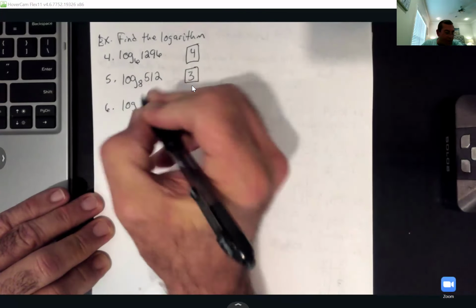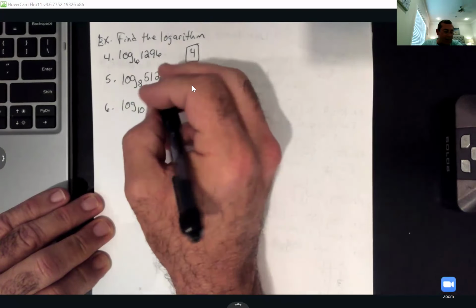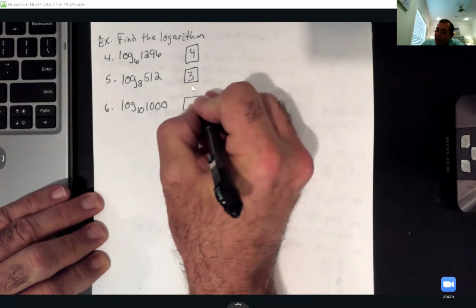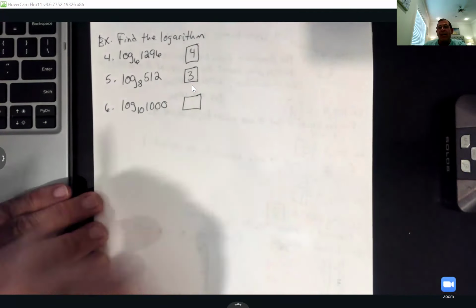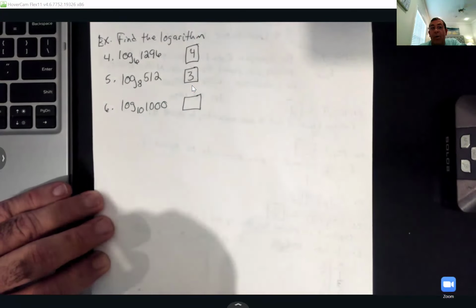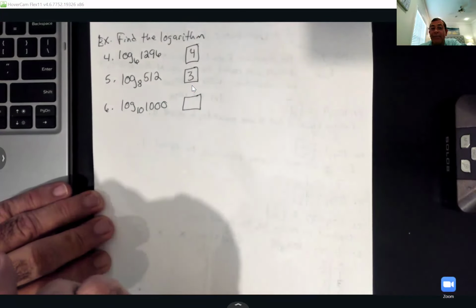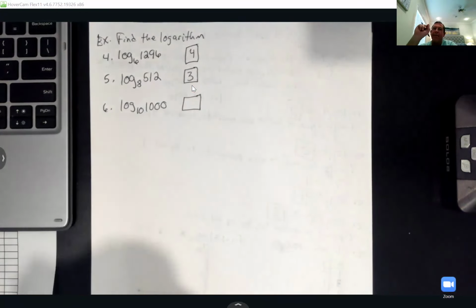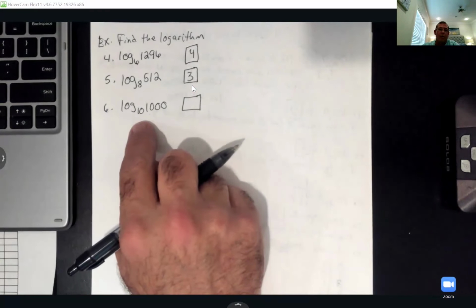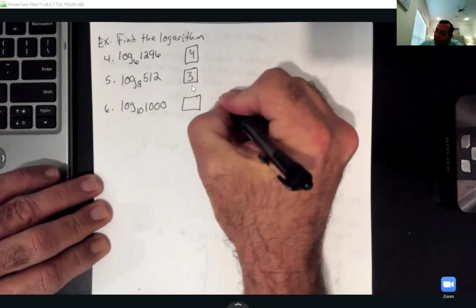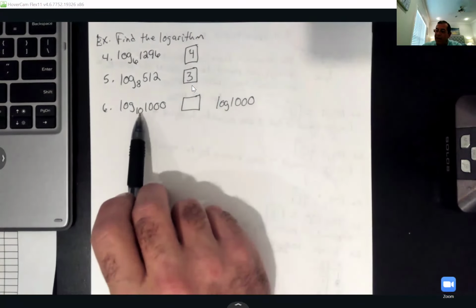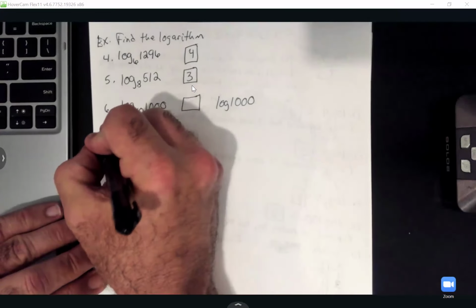How about log base 10 of 1,000? Now let me ask you this. Since that's a log base 10, you can actually use the log button on the front of the calculator, because it's understood to be a log base 10. So you wouldn't have to do the math and do that one if you wanted. You could use the log on the front. Because remember, this one is just like a log of 1,000. All right, so what exponent would you raise 10 to equal 1,000? 3. There you go.